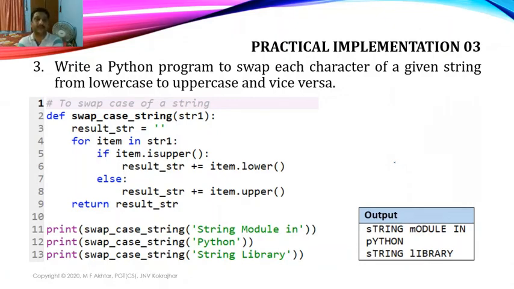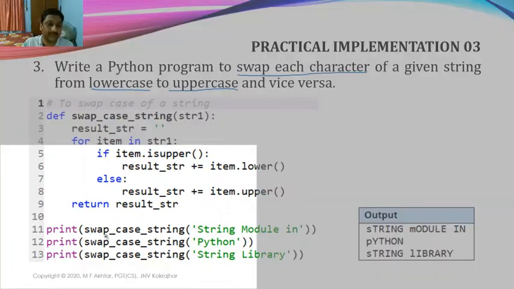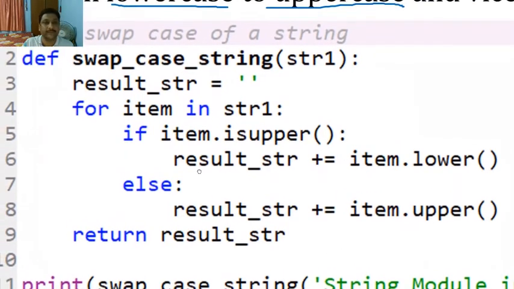Third practical implementation. Write a program to swap each character of a given string from lowercase to uppercase. Now we are swapping each character from lowercase to uppercase. If the letter is in uppercase, meaning a capital letter, then it will be converted to lowercase, and if the letter is in lowercase, then it will be converted to uppercase, meaning capital letters. See, this is the program. Okay, what is the program here?